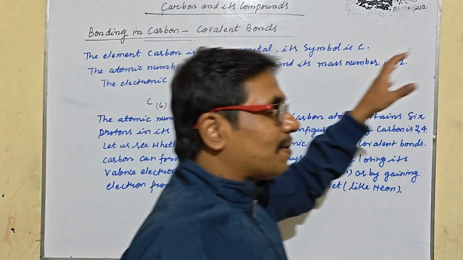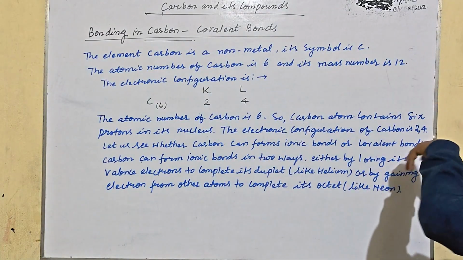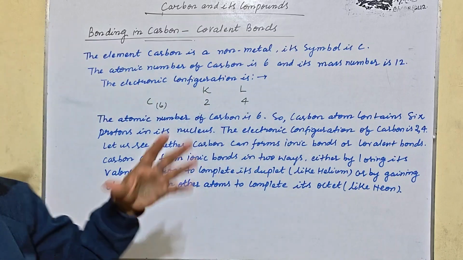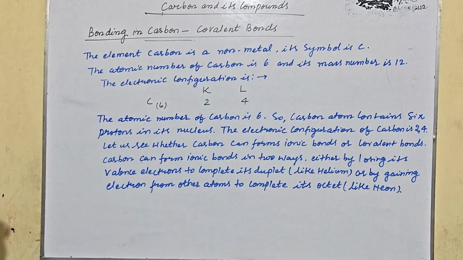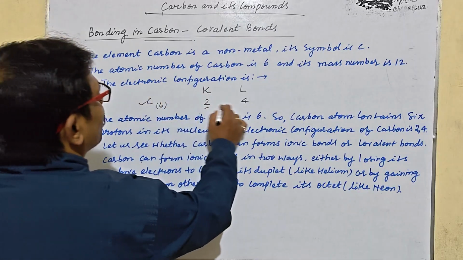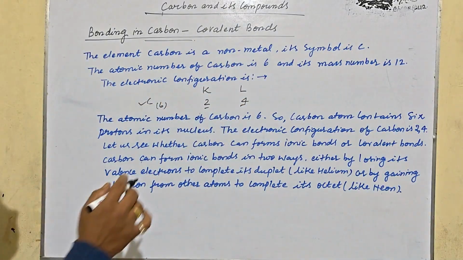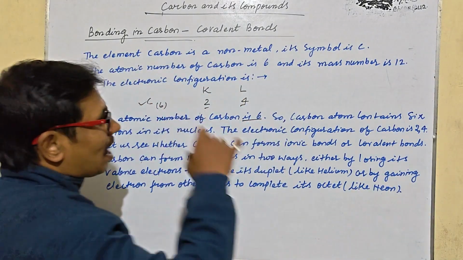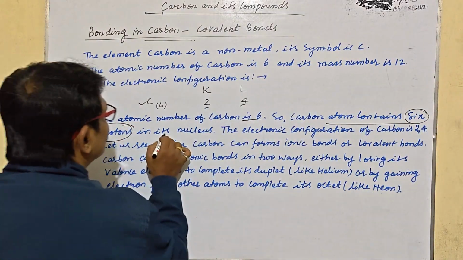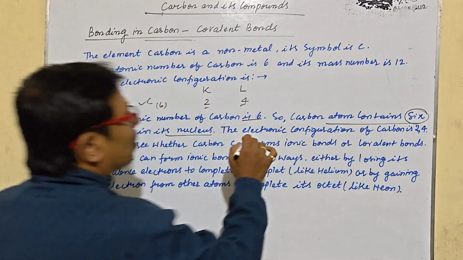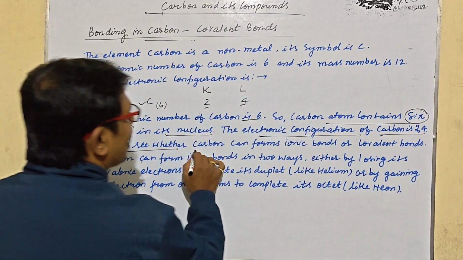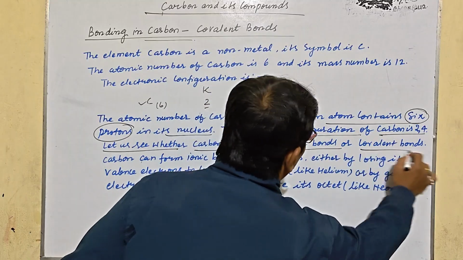The element carbon is a non-metal and its symbol is C, and the atomic number of carbon is 6. As we know, the mass number is 12. The electronic configuration is 2 and 4, and since the atomic number of carbon is 6, the carbon atom contains 6 protons in its nucleus. So the electronic configuration of carbon is 2 and 4. Let us see whether carbon can form ionic bonds or covalent bonds.